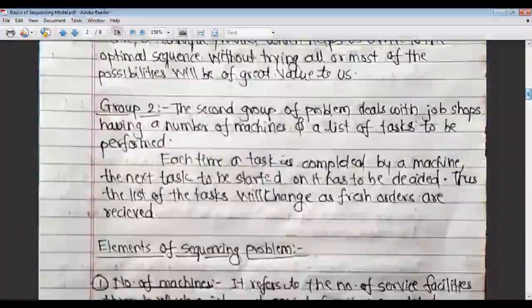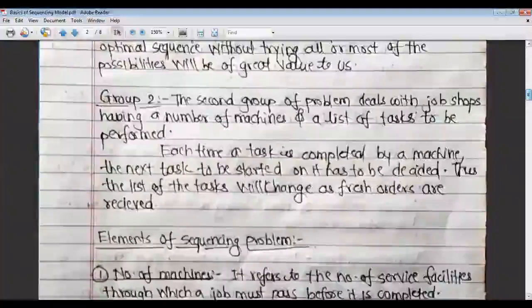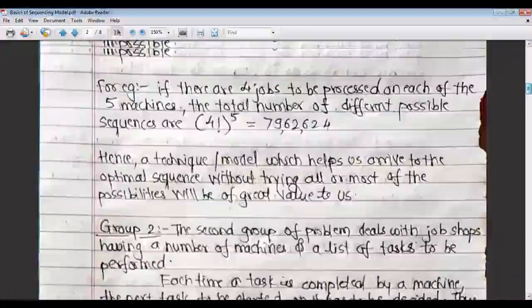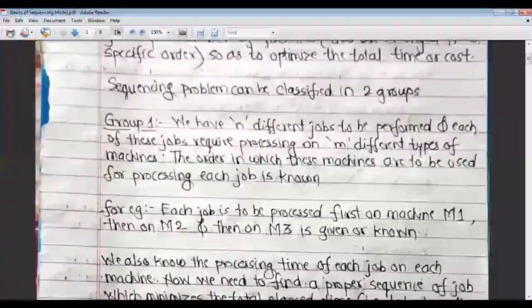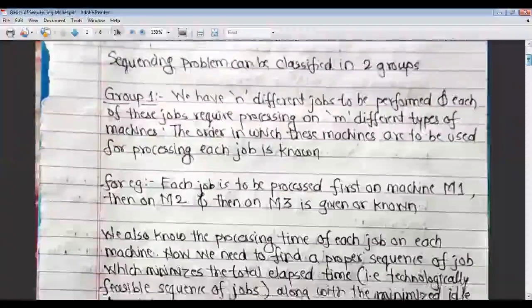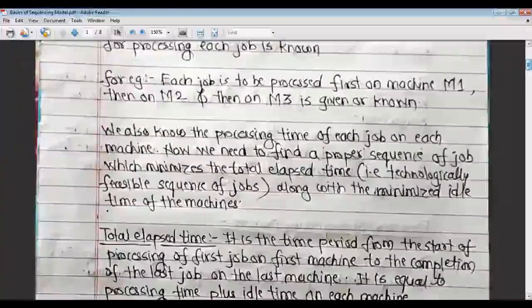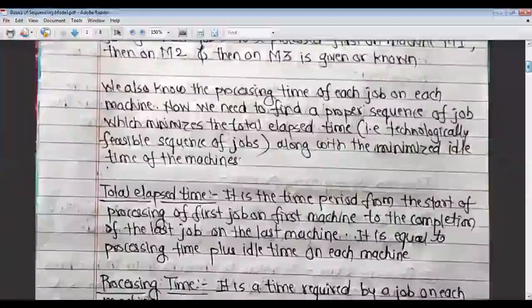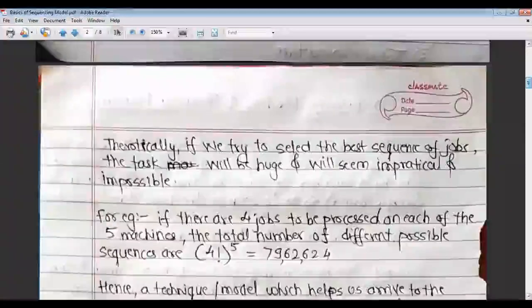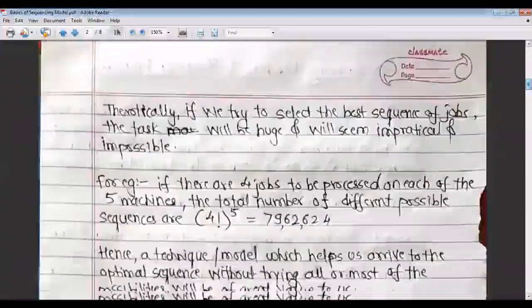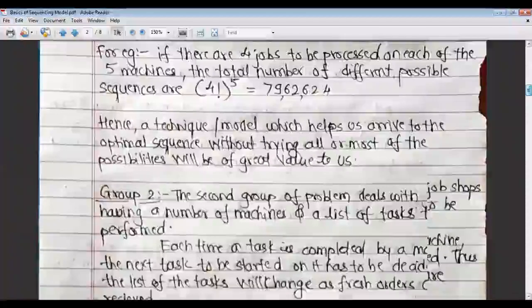Group 2 type of problem is a more complicated problem, and we do not have it in our syllabus. So what we are going to focus upon is only group 1 type of problems, where we know the different types of jobs that we have, how many machines we have, the processing order for the machines is also given, and the processing time of each job on each machine is also known. What we are interested in is finding that optimal sequence which reduces the total elapsed time along with the minimization of the idle time.